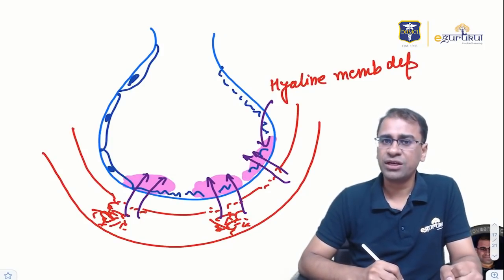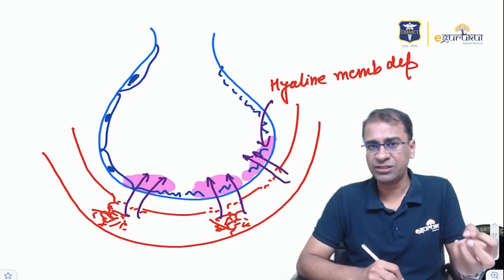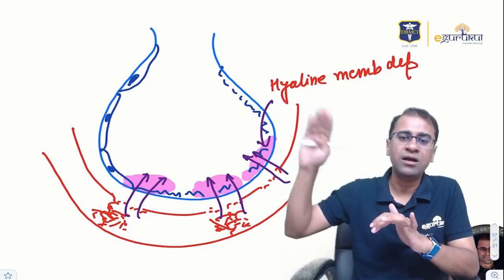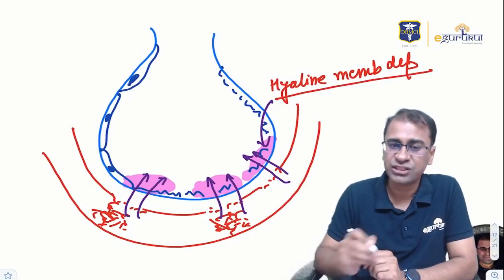Hyaline membrane deposition involves type 1 and type 2 pneumocytes. They show type 1 and type 2 pneumocyte damage along with the fibrin that is mixed with the damaged endothelium. This is deposition of hyaline and hence the name HMD.